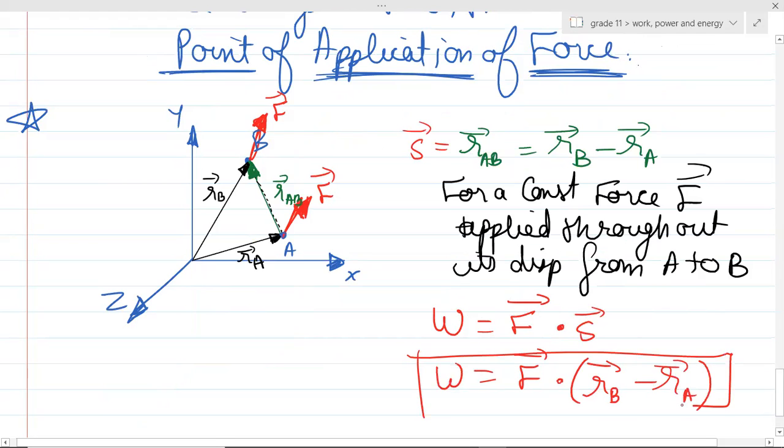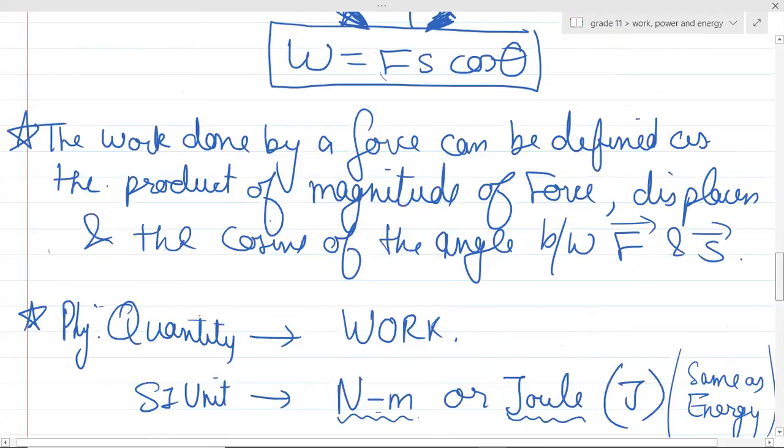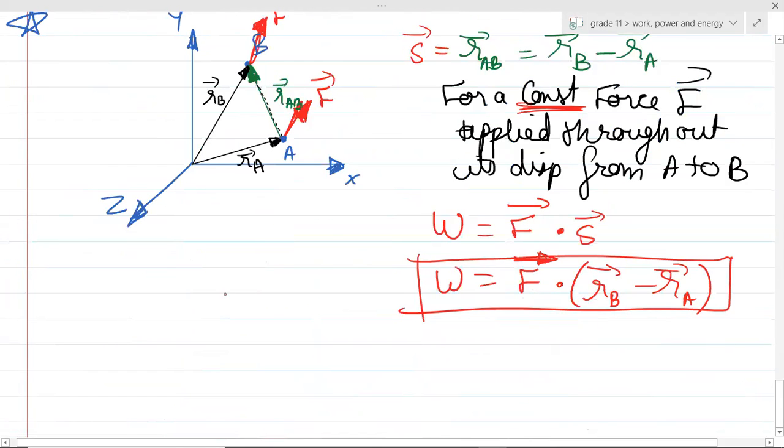Please remember, whatever we are discussing till now is basically for when the force is constant. In the next case, the force will become variable. I think this is pretty much clear.